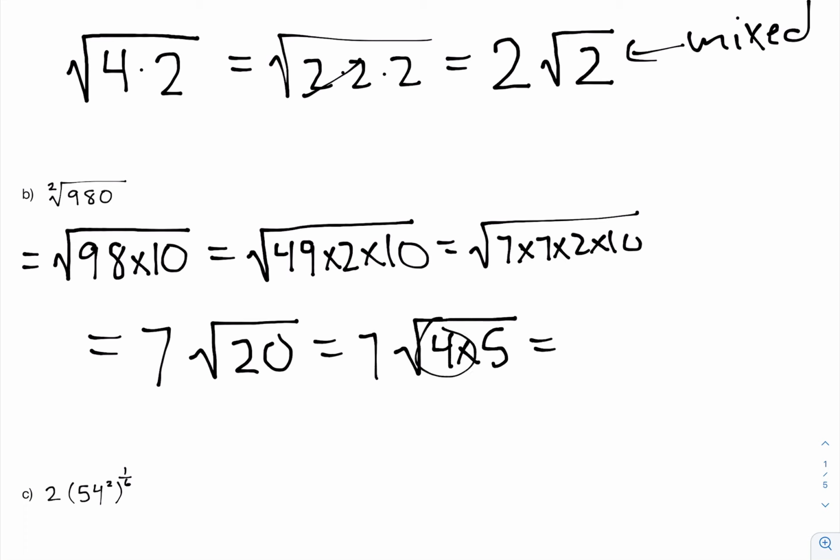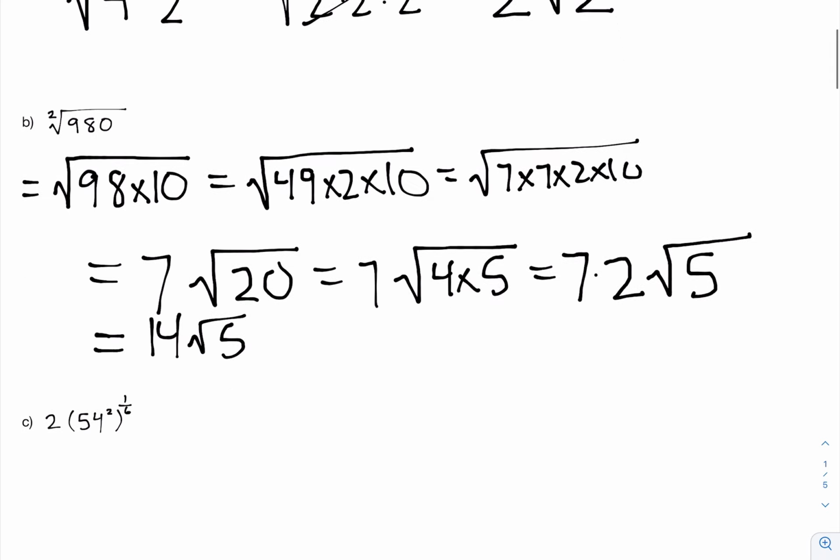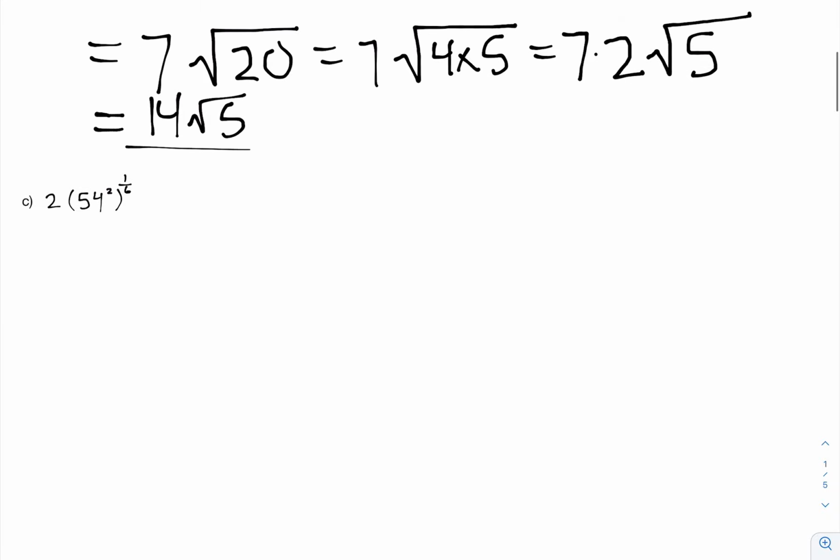So the square root of 4 is 2. So the 2 is going to join the 7 on the outside, so it's going to be 7 times 2 times the square root of 5. So 7 times 2 is 14, so this is going to be equal to 14 times the square root of 5. Okay, so that's the fully simplified mixed radical version.